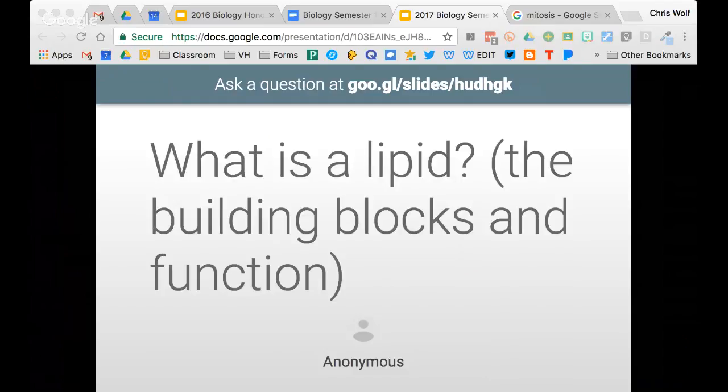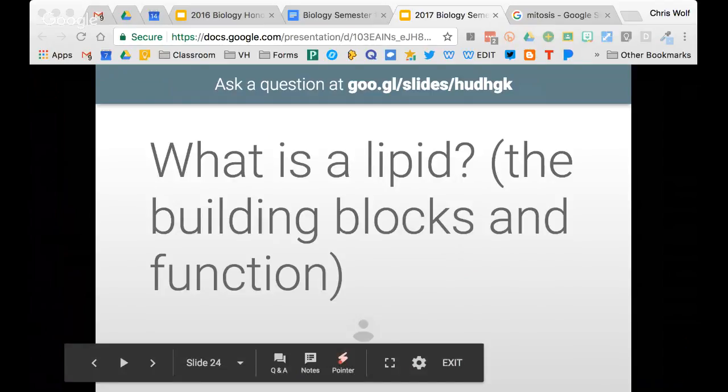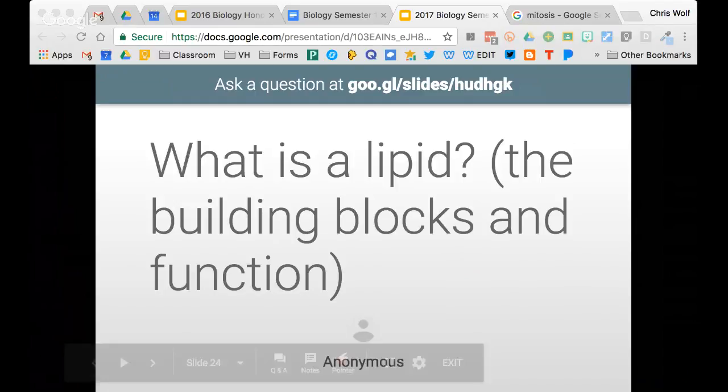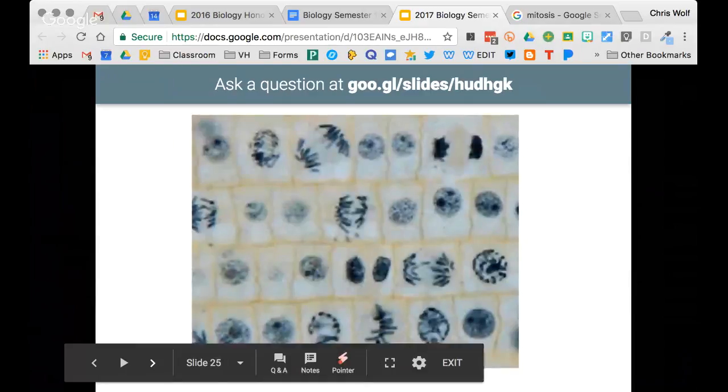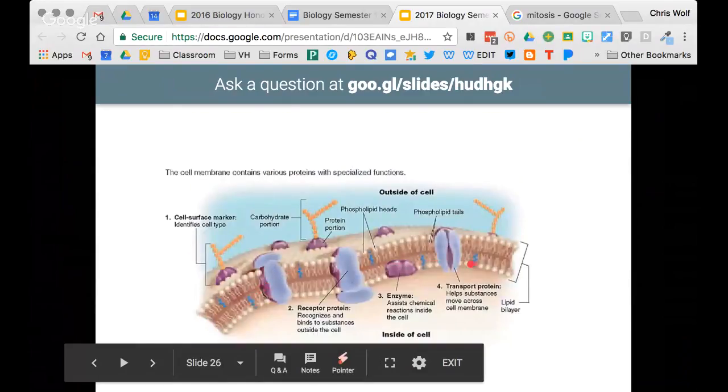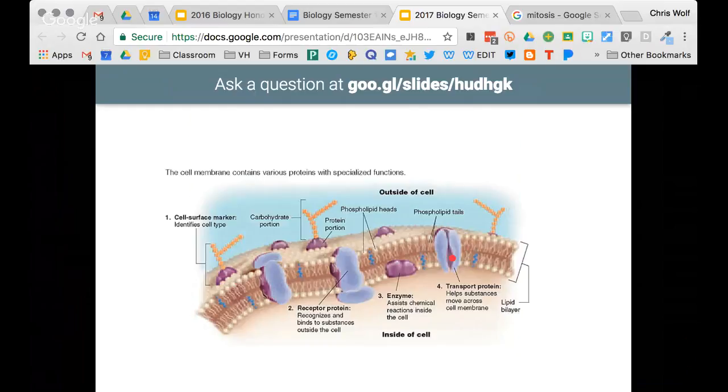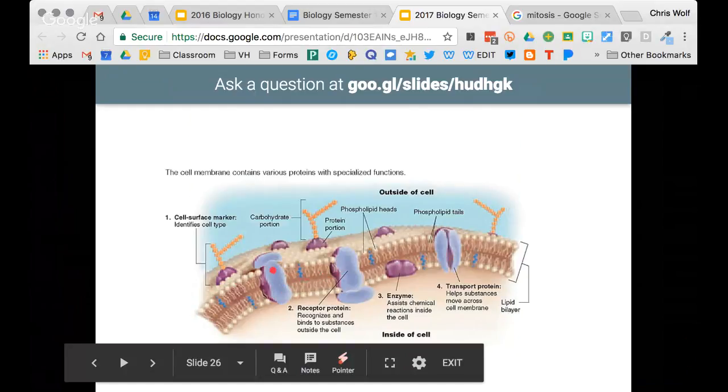Okay, this person asks, what's a lipid? The building blocks and function. We don't really talk about the building blocks of lipids in Reg Bio, so I'm not going to really go over that. But the function that we focused on is that lipids create the cell membrane. These little tiny gray, tannish colored structures are phospholipids that make up the majority of the cell membrane. And then there are some proteins, these big purple things, sprinkled in.